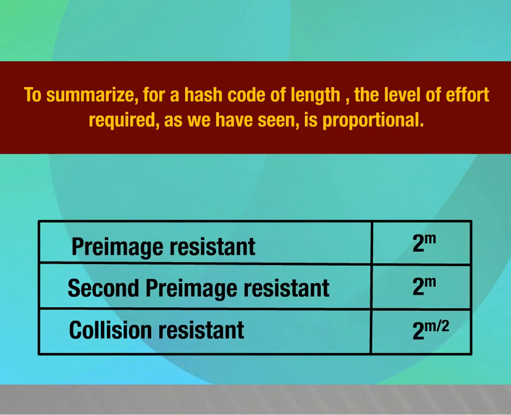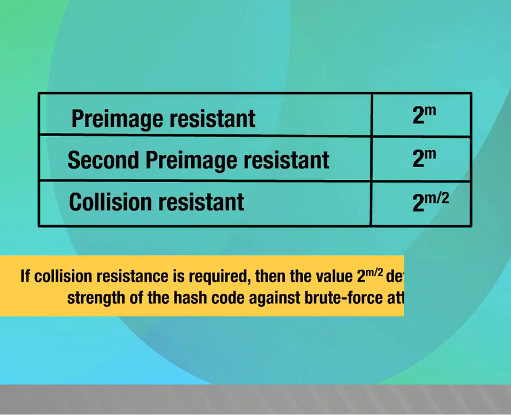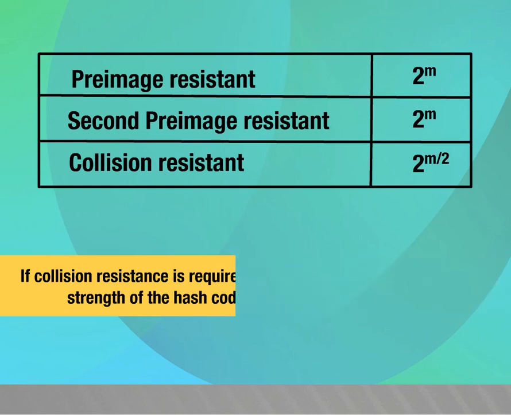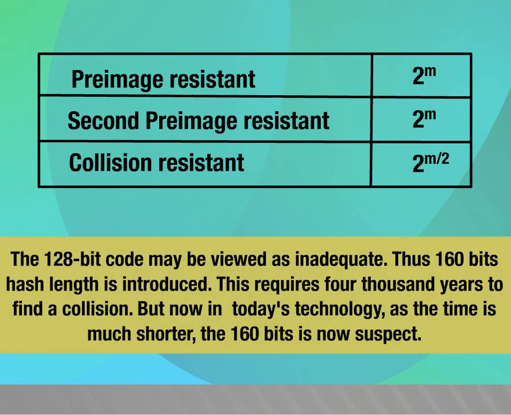To summarize, for a hash code of length m, the level of effort required, as we have seen, is proportional to: pre-image resistant, 2^m; second pre-image resistant, 2^m; collision resistant, 2^(m/2). If collision resistance is required, then the value 2^(m/2) determines the strength of the hash code against brute force attacks. The 128-bit code may be viewed as inadequate. Thus, 160-bit hash length is introduced. This requires 4000 years to find a collision, but with today's technology the time is much shorter, so 160 bits is now suspect.